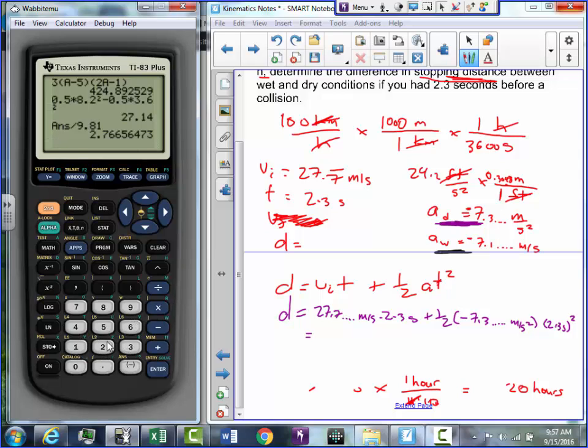Okay. I need to make a value here. It was 24.2 times 0.3048. Okay, I'm just gonna store that number as A in my calculator, just so that I can use it later. Okay, so here's what I would have done. I would have taken 27.7 repeating. That should be sufficient. Times 2.3 plus, I'll go with 0.5 as 1/2.